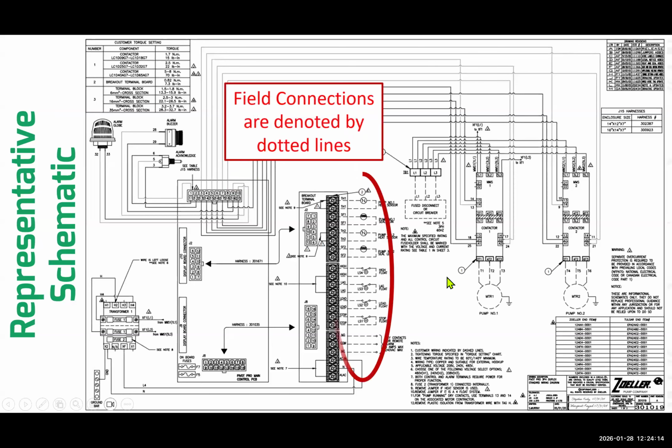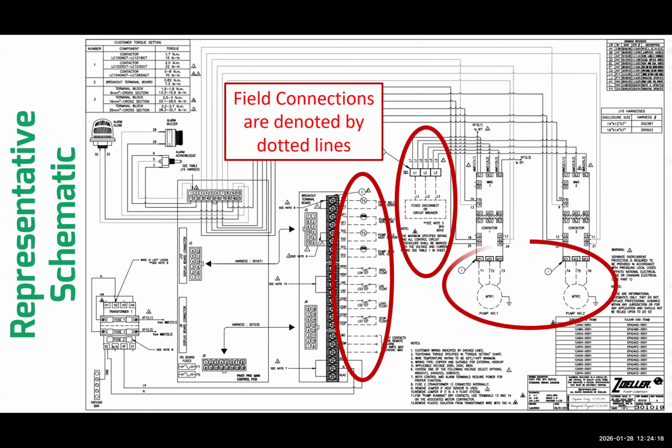But it's worth noting that the field connections are all denoted by dotted lines. So if you look around, any of the solid lines are wiring that's inherent and part of the panel out of the box. Any of the dotted lines means these are the connections that you're going to need to make, or your installer or electrician is going to need to make when this thing is put into service.